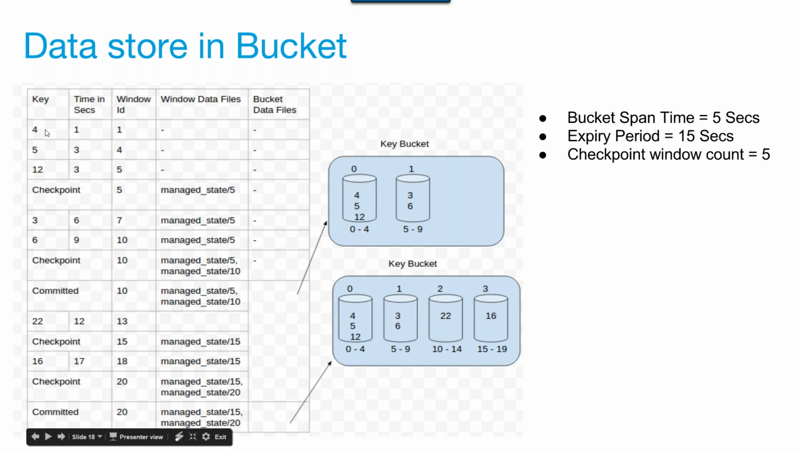Now let's see the example. First, the key 4 comes at window ID 1 and the time in seconds is 1. At this point, first it inserts into the flash, that is the in-memory segment of the key bucket. And the next key is 5 with window ID 4 and the time field of the key is 3 seconds. This also inserts into the flash segment.